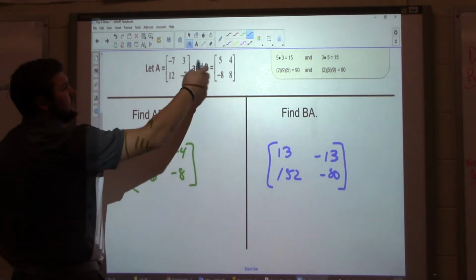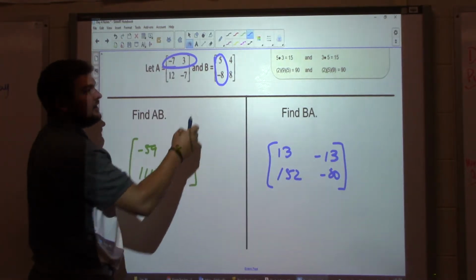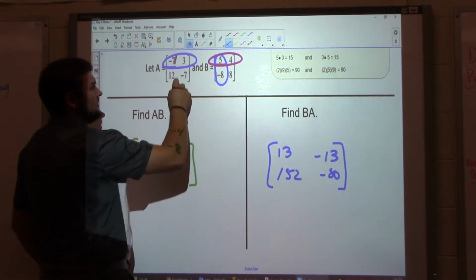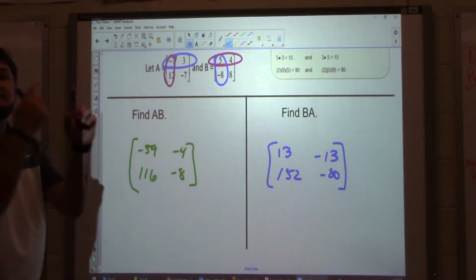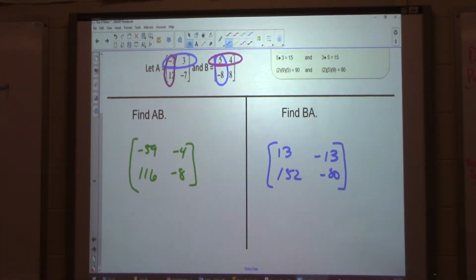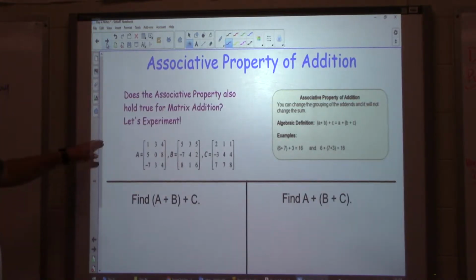If I do A times B, I take a row in A times a column in B. But if I do B times A, I'm doing a row from B times a column in A. I'm switching my matrices around, which means I'm flipping my rows and my columns. So I'm obviously going to get different answers. Very good. So this is no. Does not work.